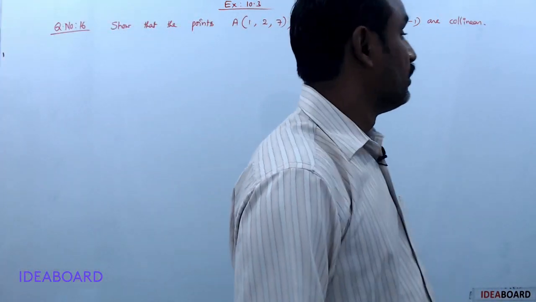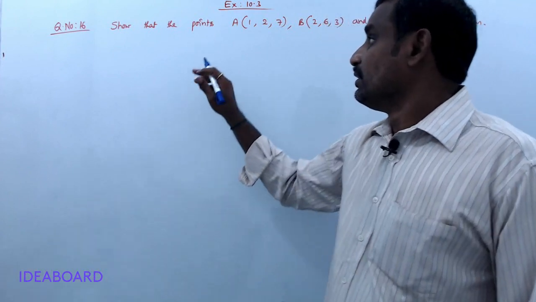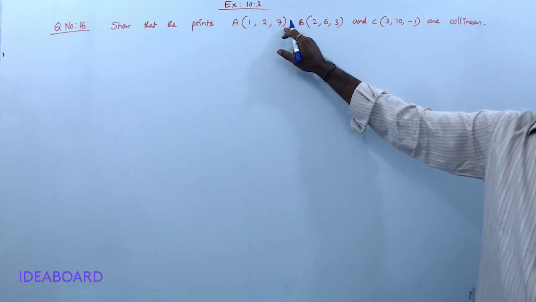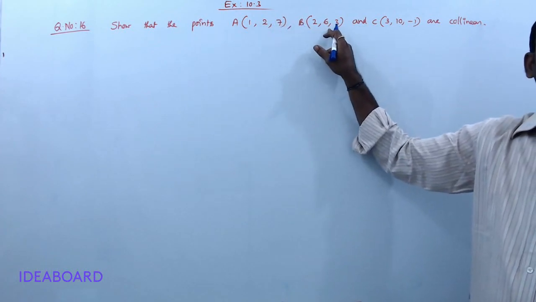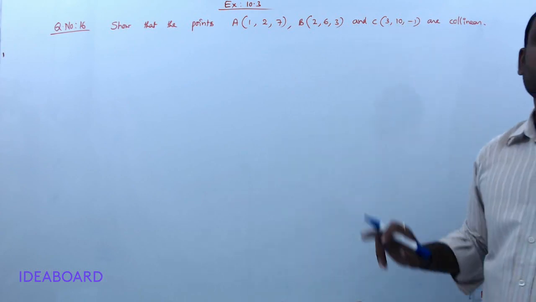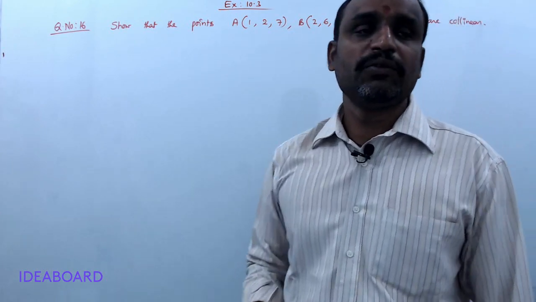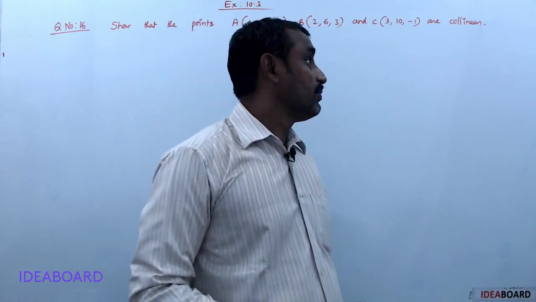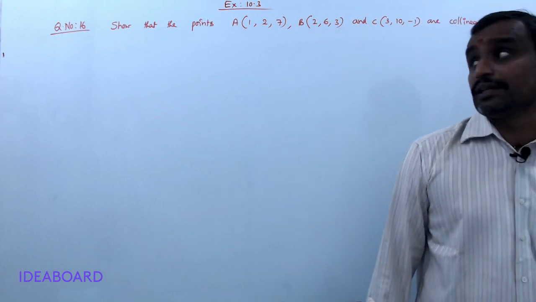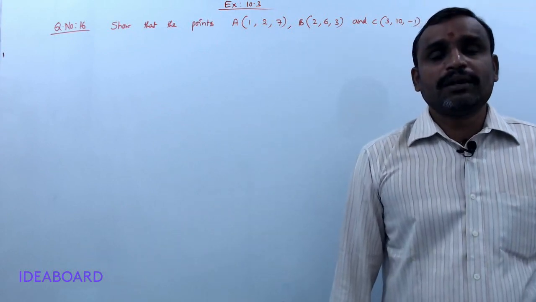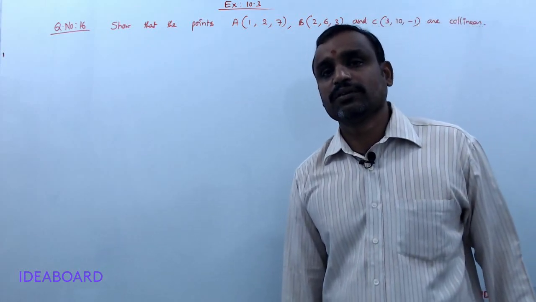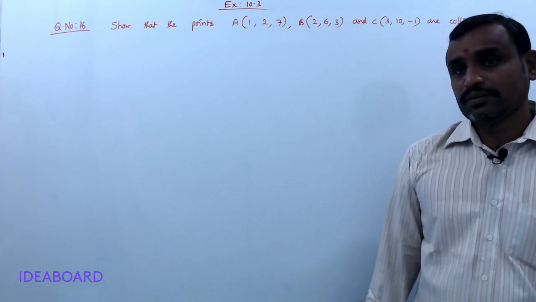Now next question number 16, you can see: show that the points capital A of 1, 2, 7 and capital B of 2, 6, 3 and capital C of 3, 10, minus 1 are collinear. So now these points are collinear, we wanted to show that. If you wanted to show collinearity, you can find the AB, BC and CA distances, the lengths of the vectors. Then if the sum of two vector lengths is equal to the third, the given points are collinear. So now that is one of the procedures.